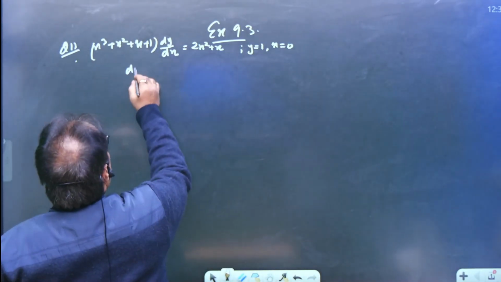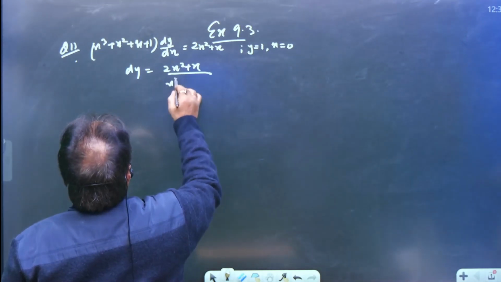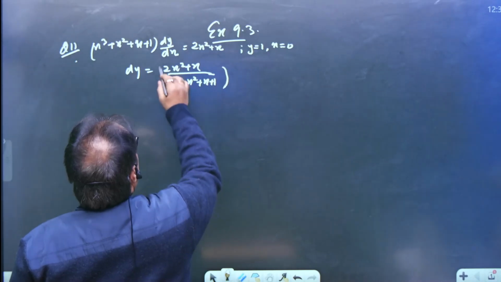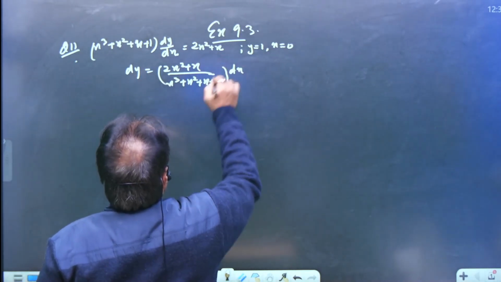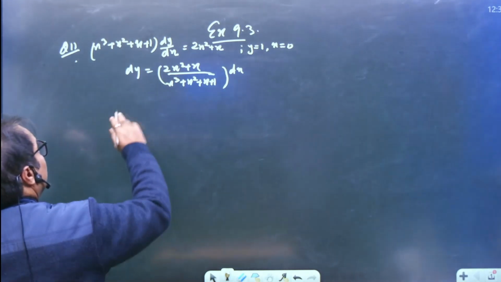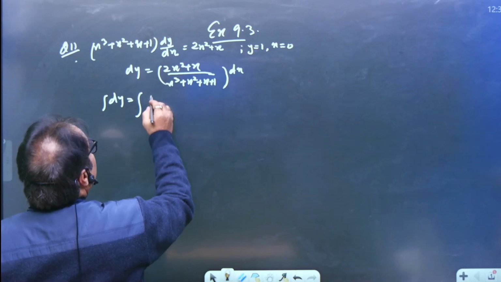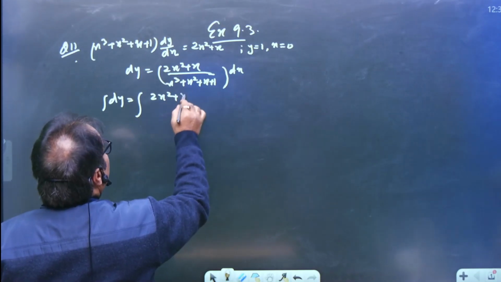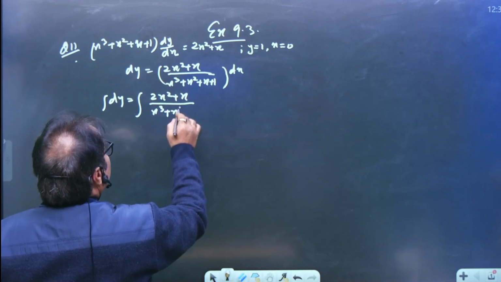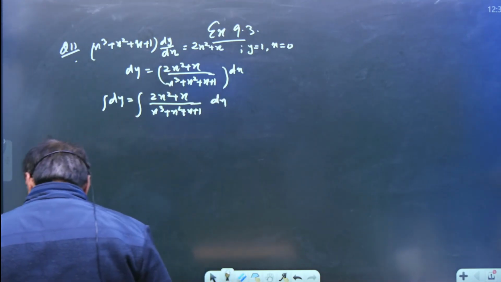as dy = (2x² + x)/(x³ + x² + x + 1) dx. Okay, and now the variable is separated, so integrate on both sides. So the integration of dy equals the integration of (2x² + x)/(x³ + x² + x + 1) dx.